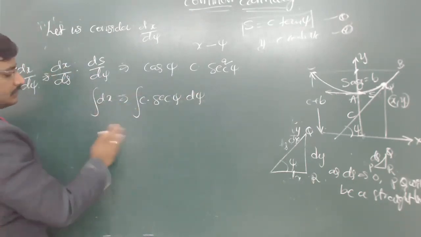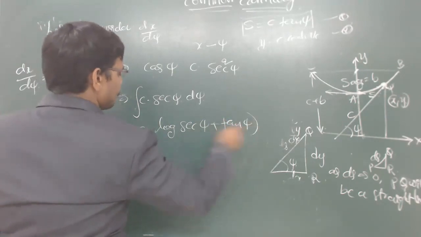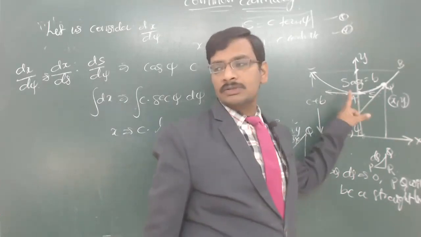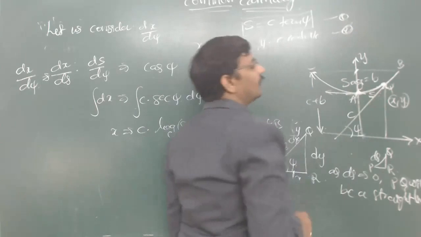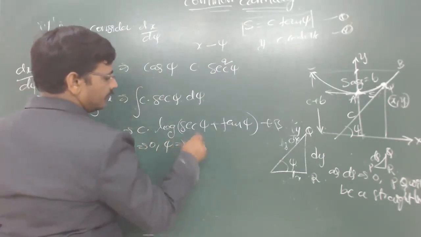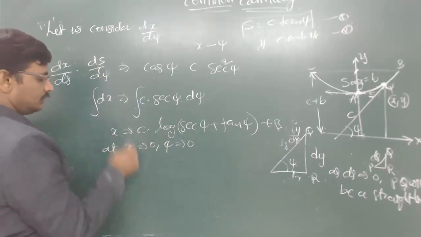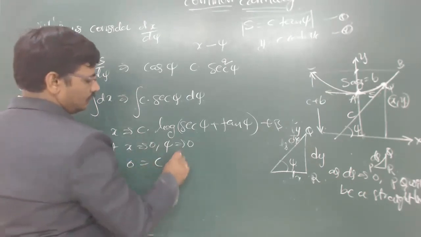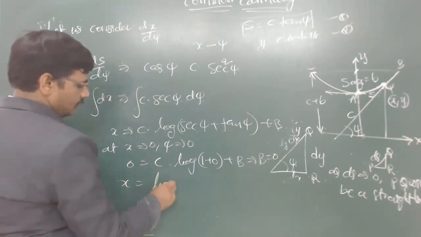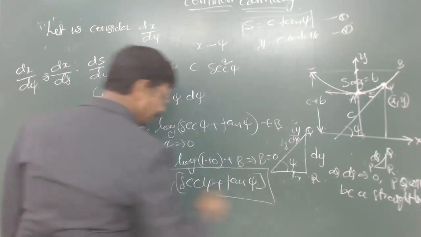If you integrate on either side, this is x is equal to c times log of secant psi plus tan psi plus some arbitrary constant b. These arbitrary constants you can find out by taking any particular point. So usually we take the origin, or actually this location, which will make y is equal to c and x is equal to 0 and psi is equal to 0. So at x is equal to 0, psi is also 0. If psi is 0, then secant psi is 1 and tan psi is 0, and log of secant psi is log 1, which is 0. So 0 is equal to c into log 1 plus 0 plus b. It implies b equal to 0. So we have got the relation x is equal to c log secant psi plus tan psi. So this is the relation between x and psi.